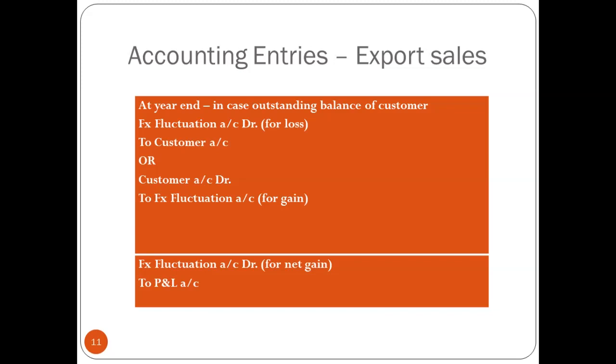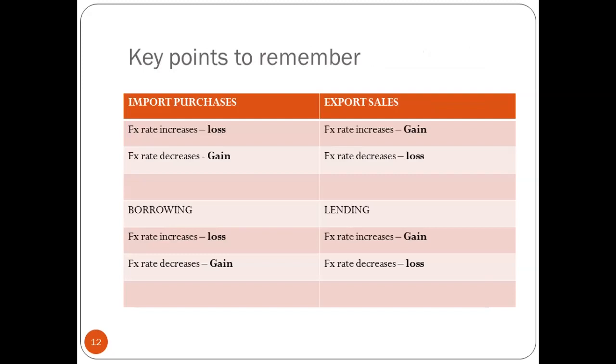Similar to import purchases, here also, if you have a net gain or loss at the end of the year, that will have to be transferred to profit and loss account. If you are transferring a gain, the entry will be FX fluctuation account debit to profit and loss account. So these are the entries related to export sales. Now let's keep in mind some key points which will help you when you do the sums on this particular topic.